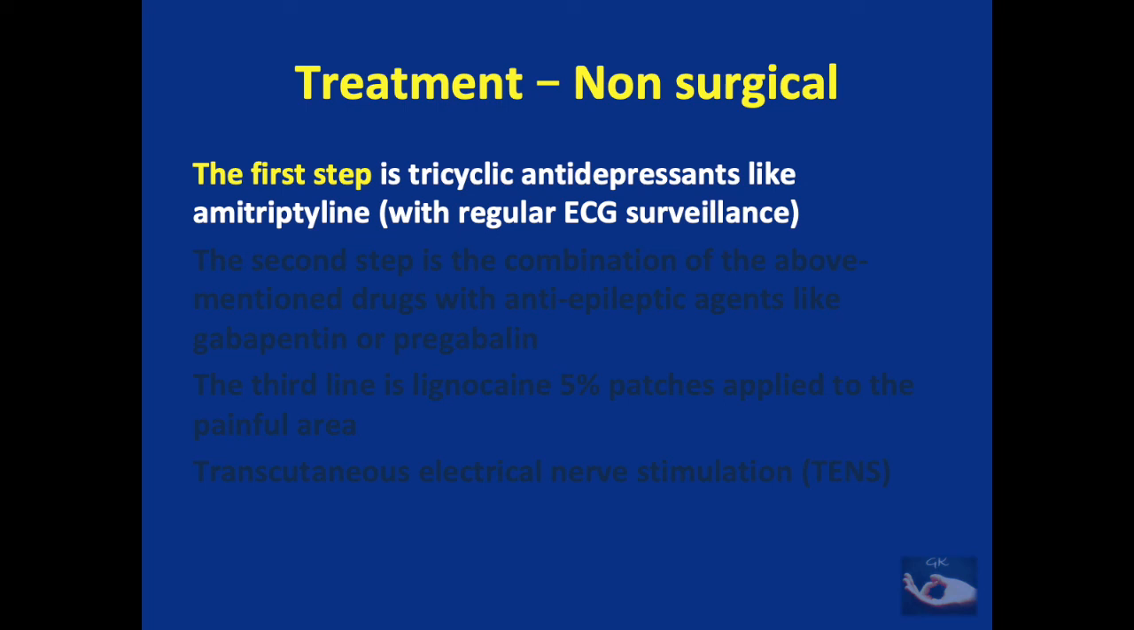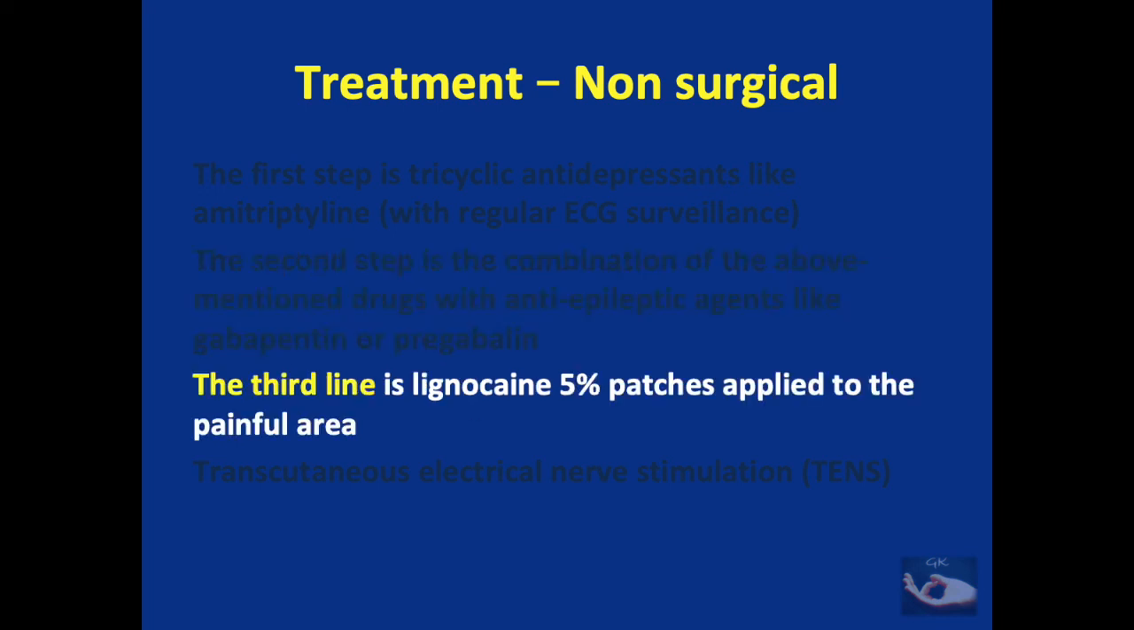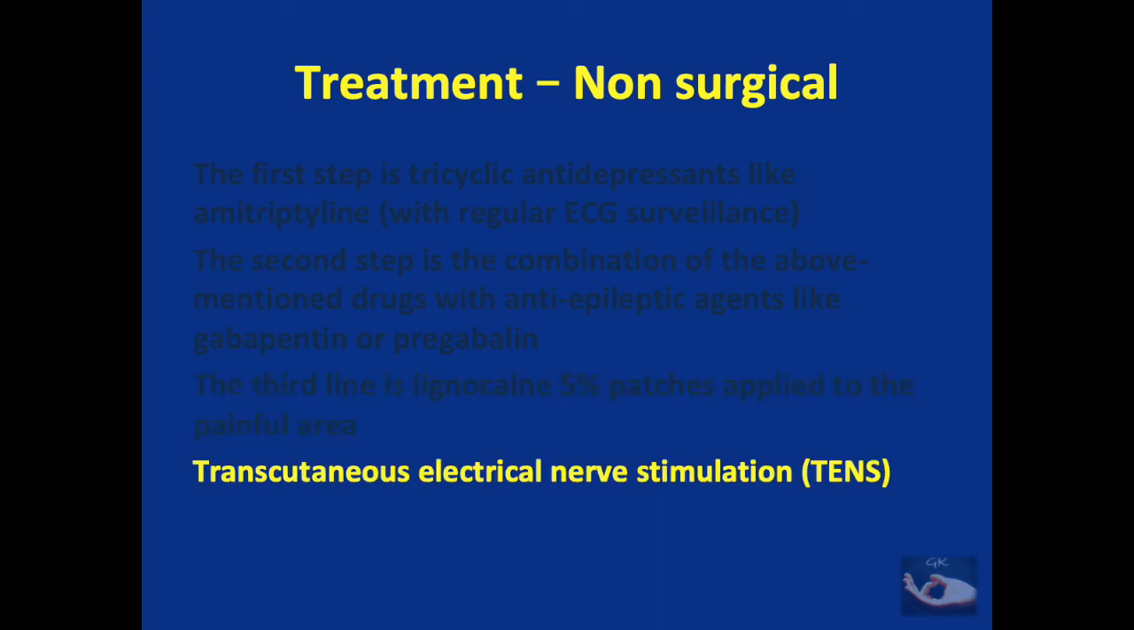The first step in non-surgical management is tricyclic antidepressants like amitriptyline, but with regular ECG surveillance. The second step is the combination of the above-mentioned drug with anti-epileptic agents like gabapentin or pregabalin. The third line of management is lignocaine 5% patches applied to the painful area. And lastly, transcutaneous electrical nerve stimulation can be done.